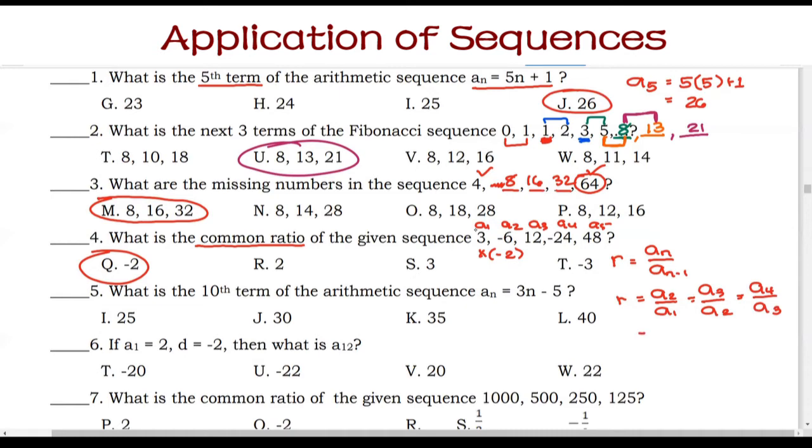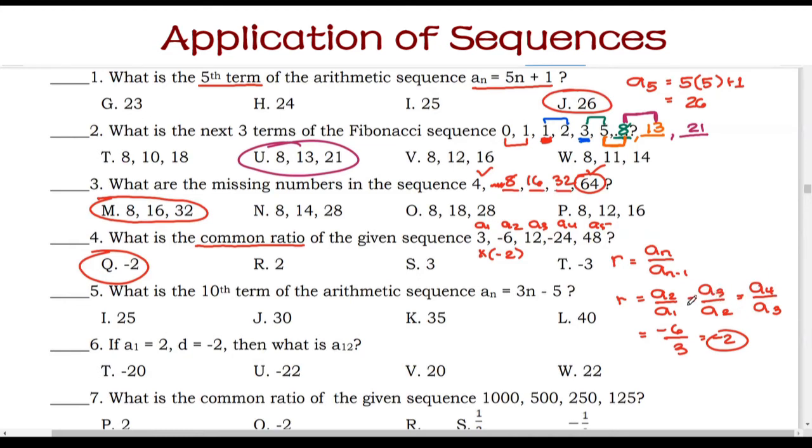So when you substitute just one pair, for example A sub 2 and A sub 1, what is our A sub 2? Negative 6. What is A sub 1? 3. Look, what is negative 6 divided by 3? You will get negative 2. Okay? You will always get negative 2 no matter which formula you use here.